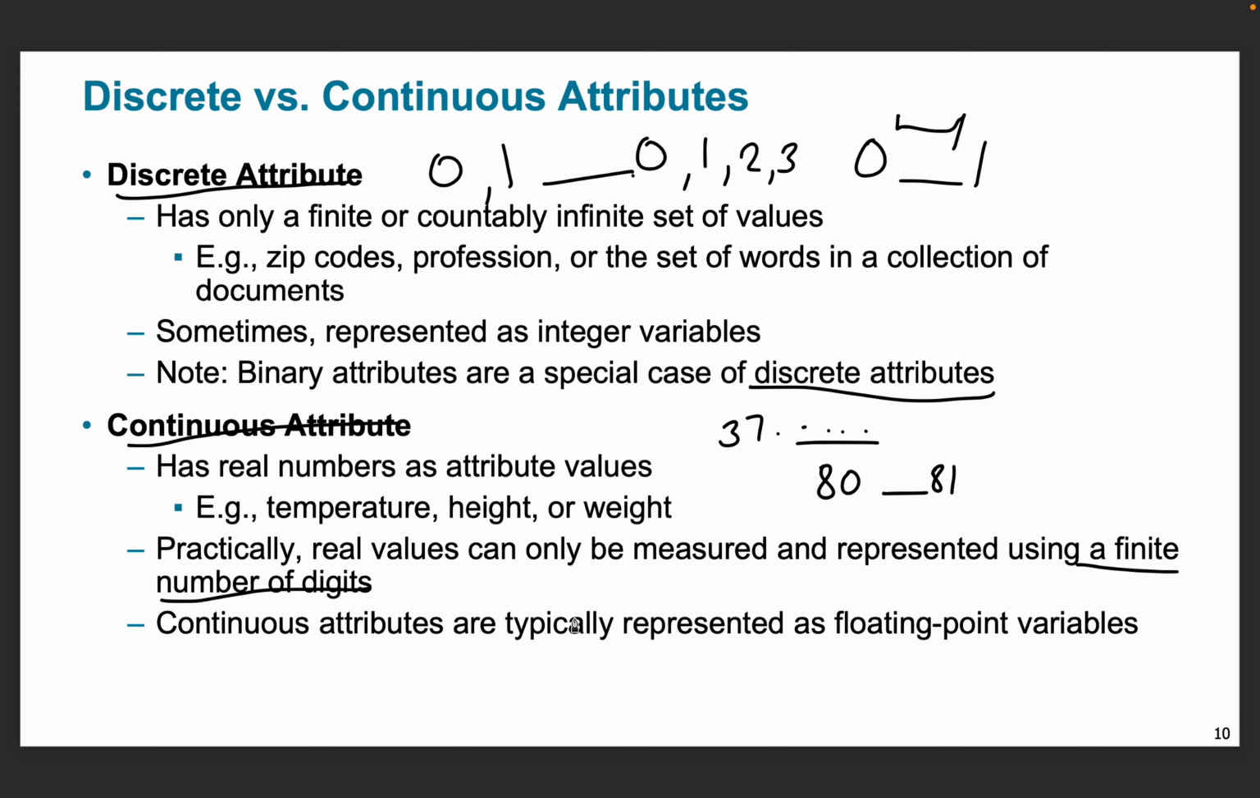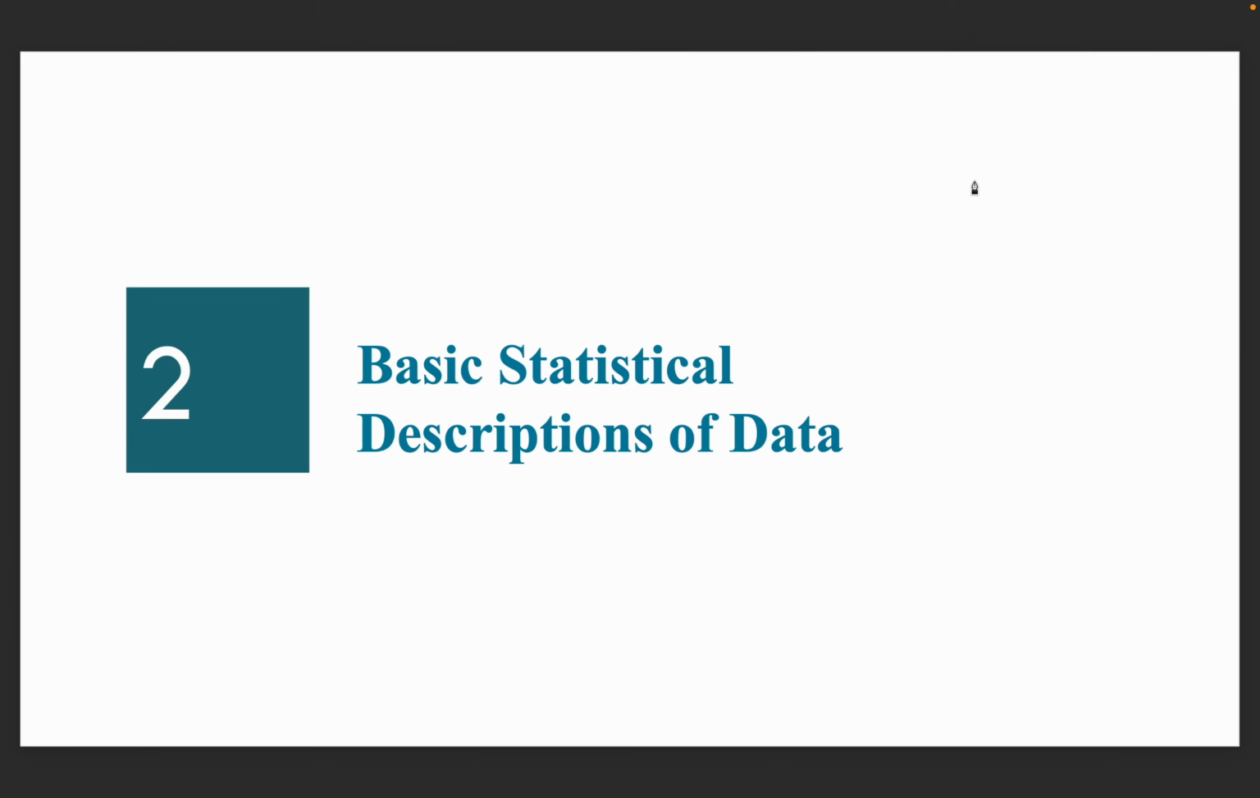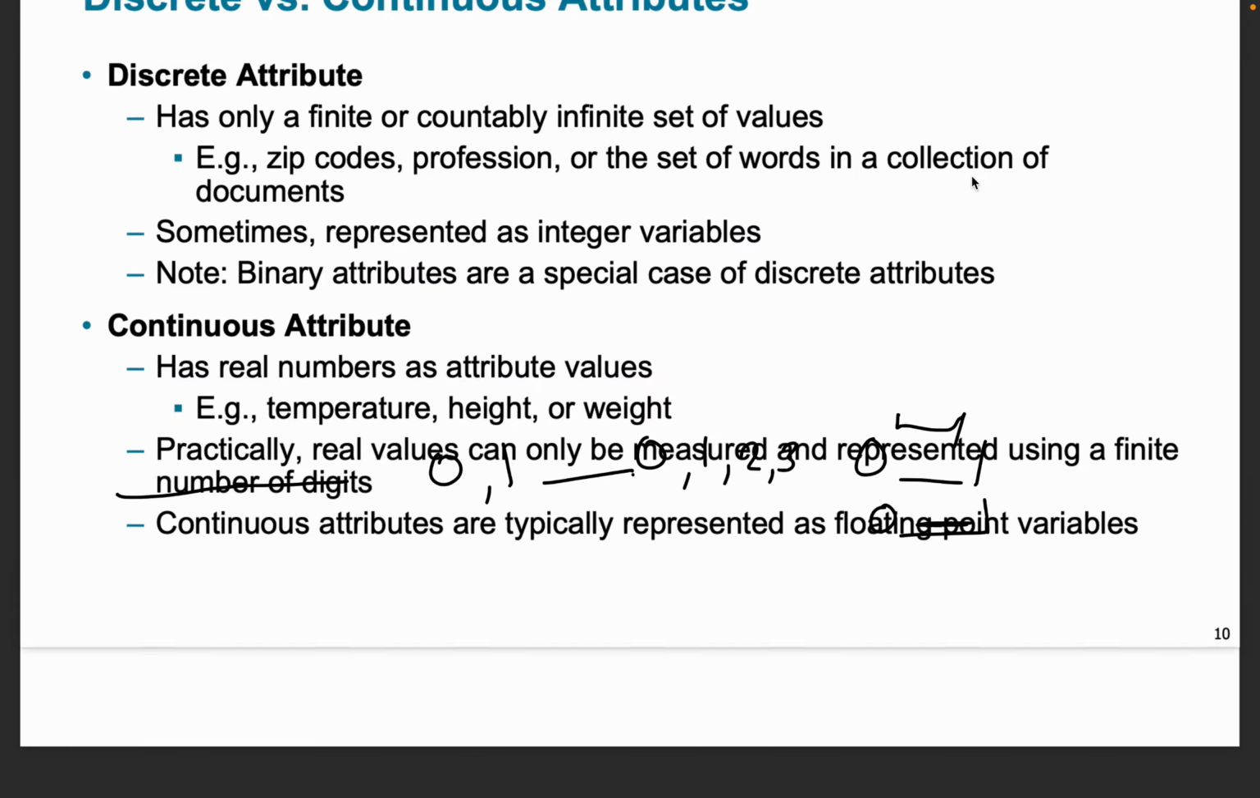Continuous attributes are typically represented as floating point values. So continuous means any value between 0 and 1, and that's infinite. We can't count it. We can take as many digits after the decimal point as we want, so there is no limit. Discrete is 0, 1, 2, with a finite number of values. So that's basically the end of our lecture today.